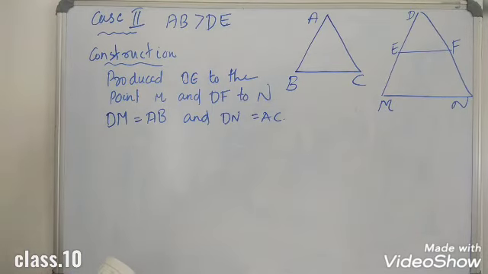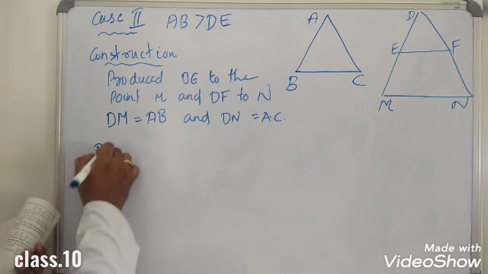First one is AB is equal to DE. Now second one, AB greater than DE. That is, produce DE to the point M and DF to the point N. We have triangle ABC and triangle DMN. Now let us move on to the proof.